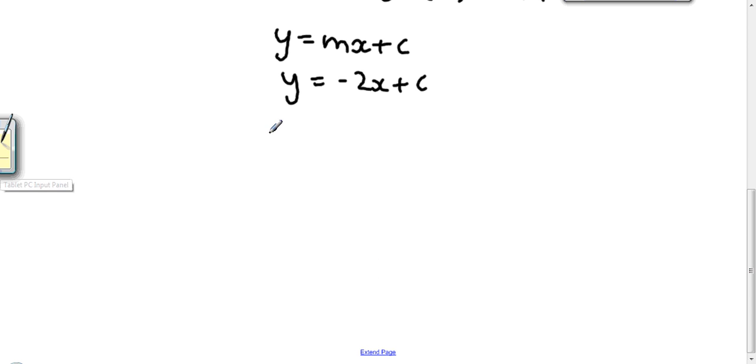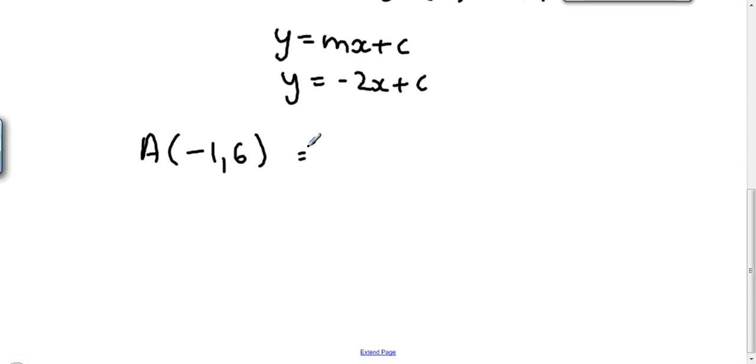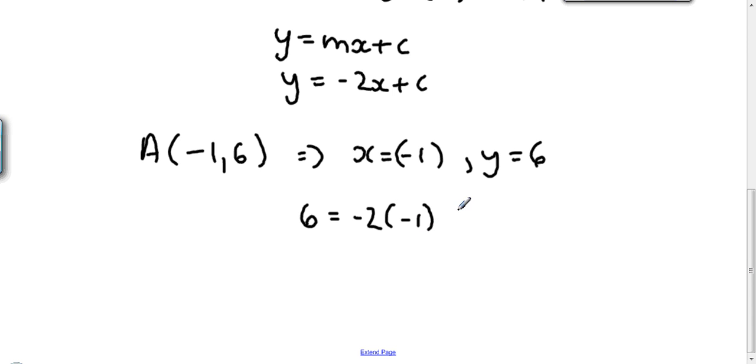What we can use again is our coordinates. I'm going to take the coordinate A, which was (-1, 6). Remember that means x is -1 at the same time as y is 6. If we put that into the formula from above, y is going to be 6 at the same time as x is -1. If we work this through, we should be able to get the c value out. So 6 = -2 times -1, which is +2, plus c, and 2 plus what gives you 6? Oh, that's good, c is 4.